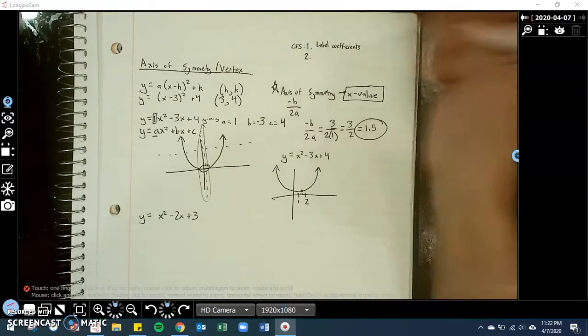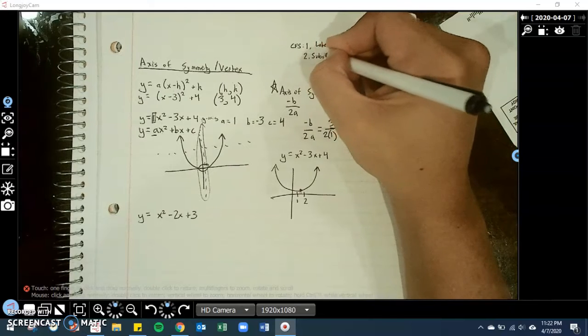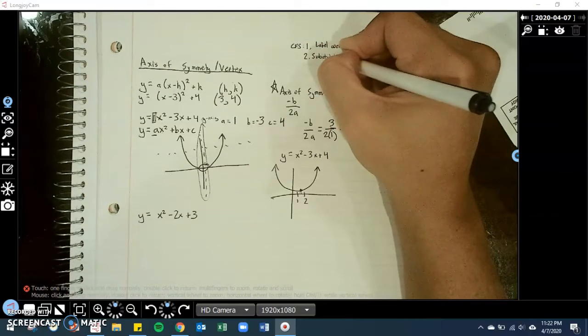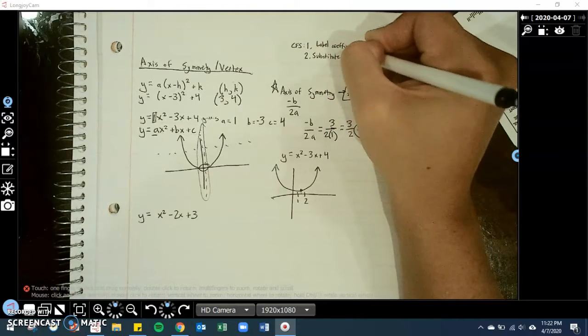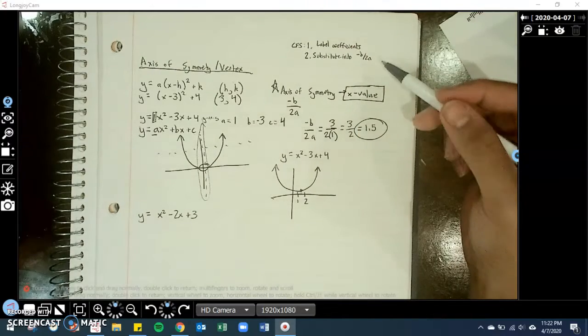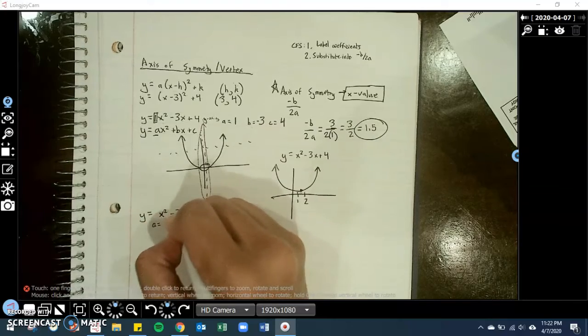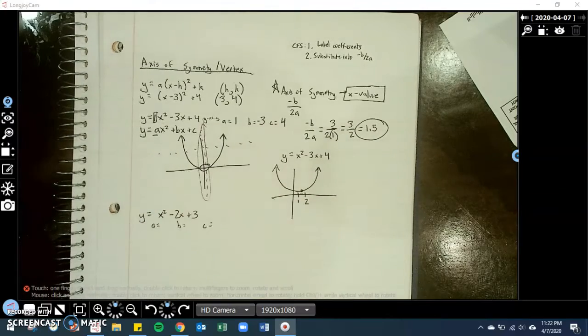My second step is I'm going to substitute into negative b over 2a. Okay, so that's what we're going to do for right now, okay? So let's label these coefficients. I'm going to put a, b, and c.